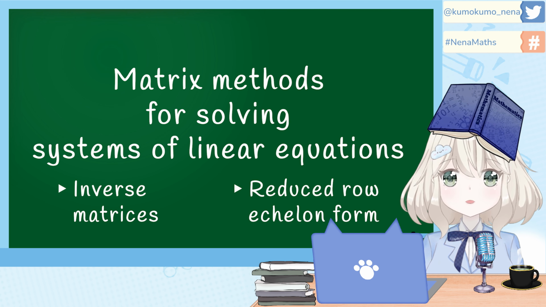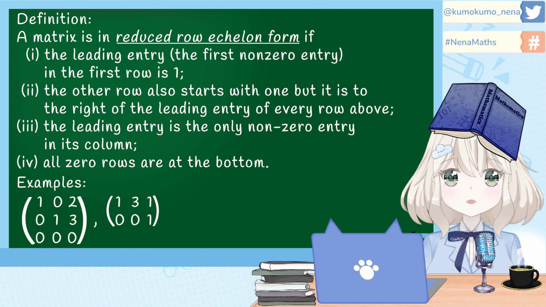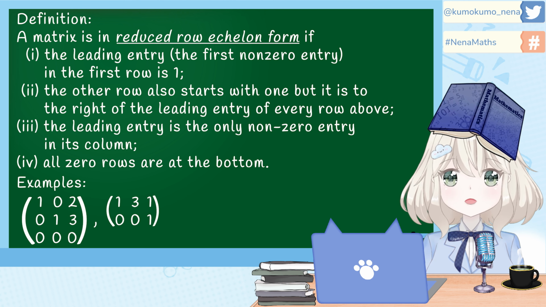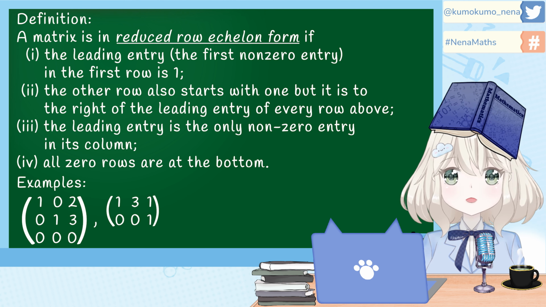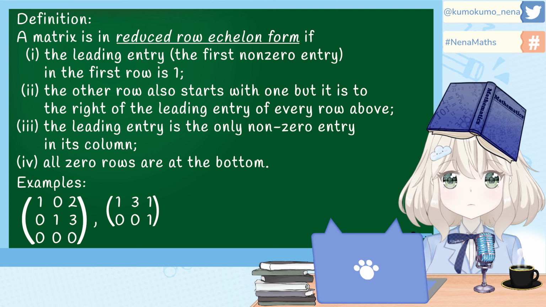Finally, we introduce the method using reduced row echelon form. In a matrix in reduced row echelon form, the leading entry in the first row is 1. The other row also starts with 1, but it's to the right of the leading entry of every row above. The leading entry is the only non-zero entry in its column. All zeros are at the bottom.